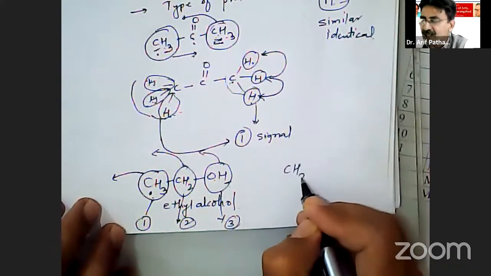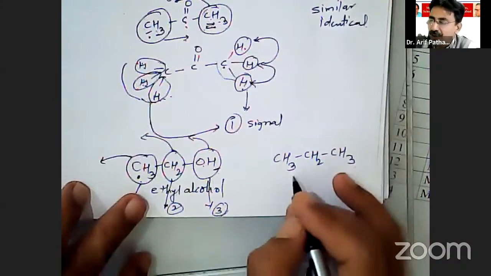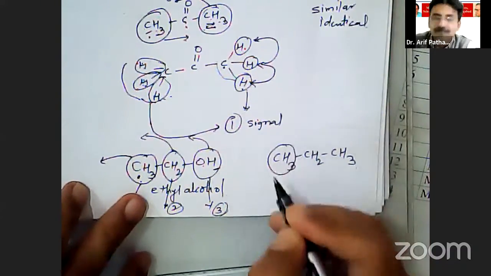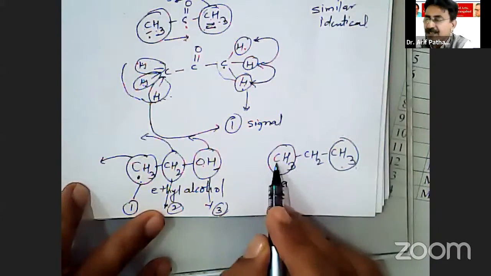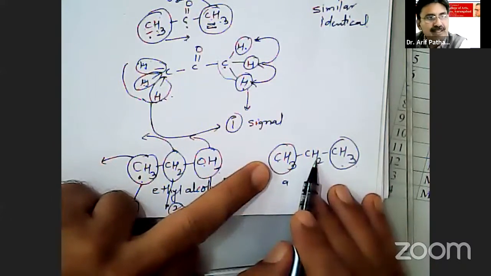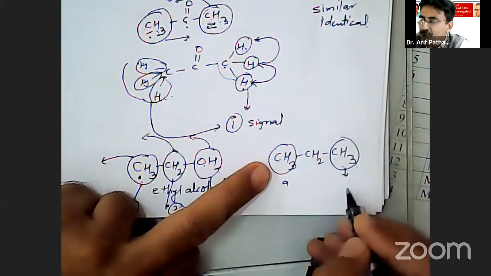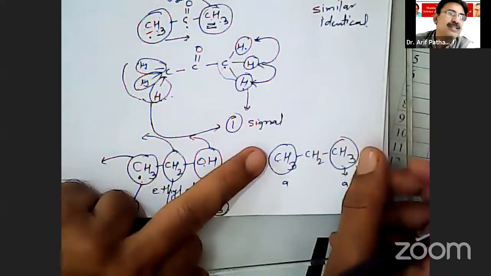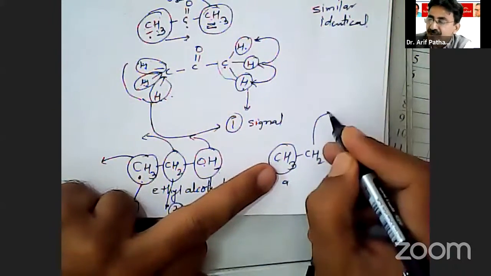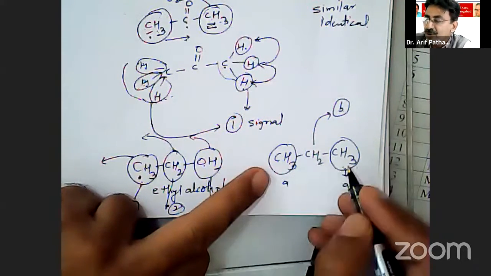Now, what about this? CH3 single bond CH2 single bond CH3. In this molecule, it is propane. CH3, you will get A type. Okay? This CH3 is attached to CH2, then CH3. This CH3 is attached to CH2, then CH3. Means remaining part is similar. So if it is A type, then it is also A type. Because the electron distribution, electronic environment for both the CH3 groups is same. CH2 is different. So you will get here second signal. So for CH3, CH2, CH3, you will get 2 signals.